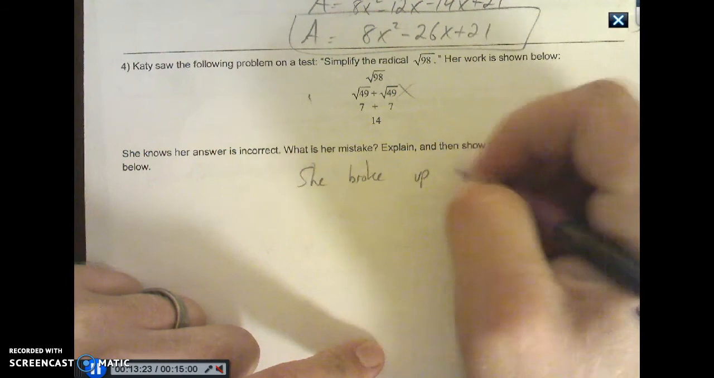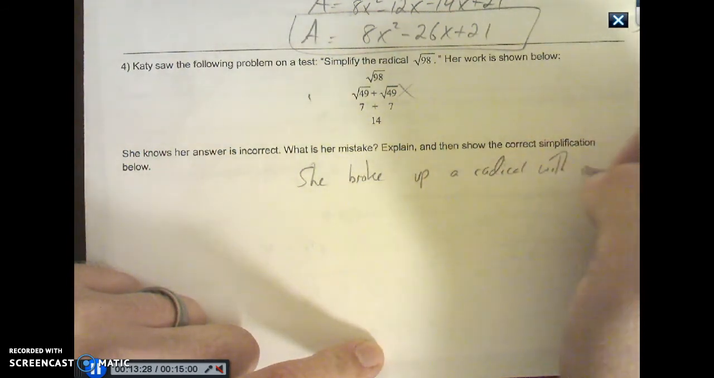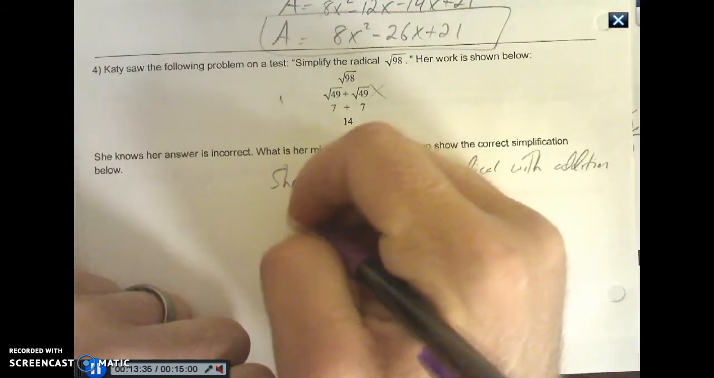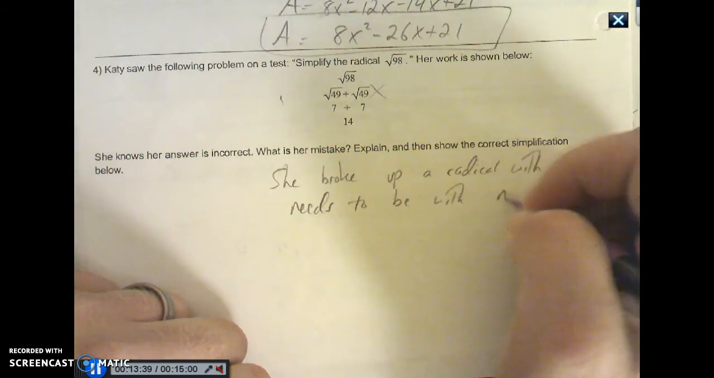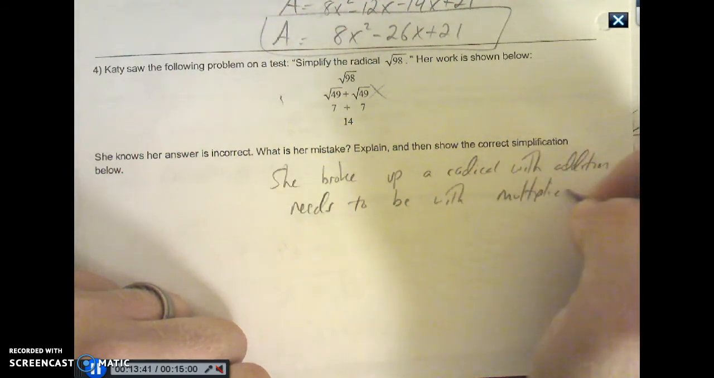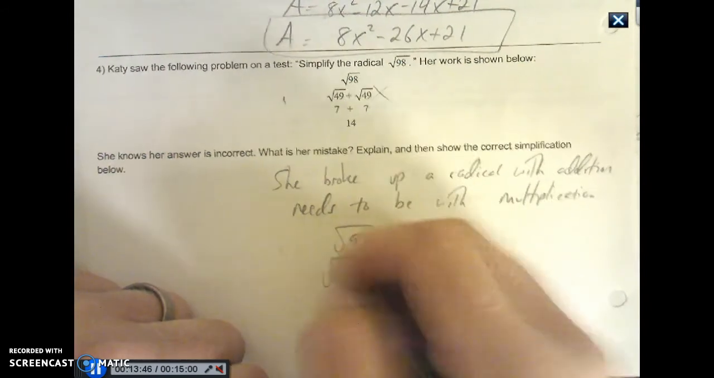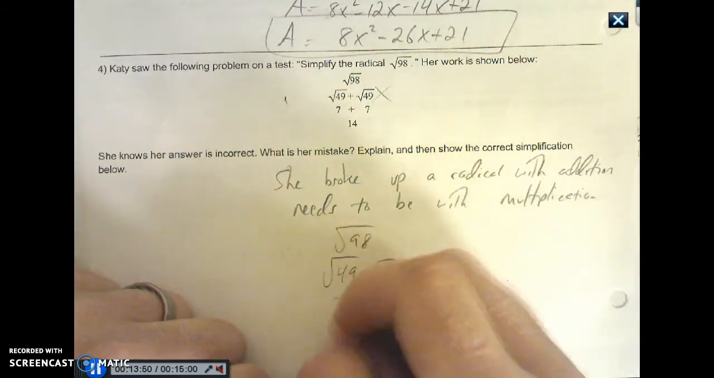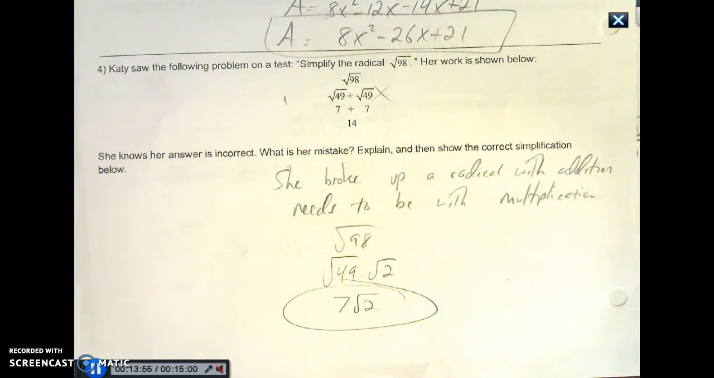She broke up a radical with addition. Yes, I know my handwriting's terrible, sorry. Needs to be with multiplication. So, if you have square root of 98, you could break it up to be root 49 times root 2. Square root of 49 is 7, root 2, boom.